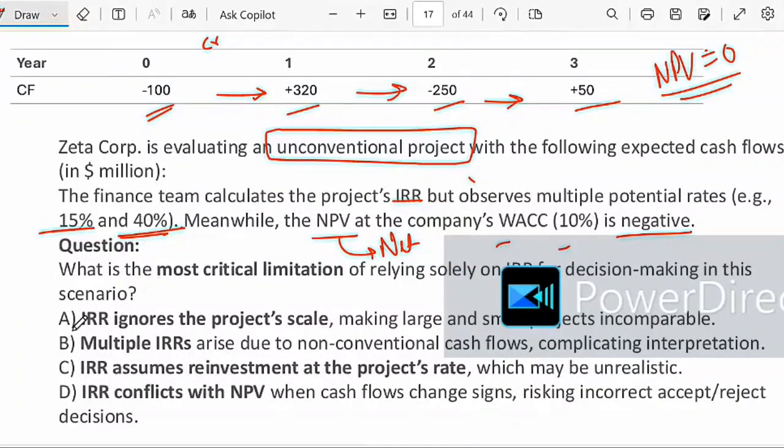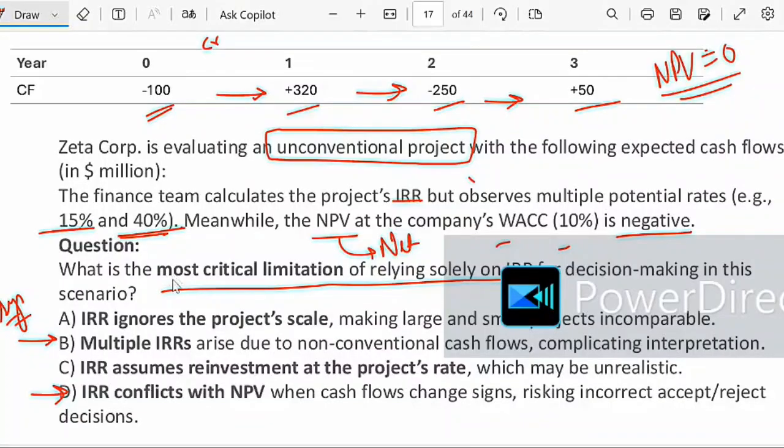See, option B says multiple IRR arise due to non-conventional cash flow, complicating interpretation. Is it the most critical limitation of relying solely on IRR? IRR can mislead you, right? Option B is a symptom. You see, multiple IRR is a kind of symptom, but the real problem is option D. IRR conflicts with NPV when cash flow changes sign. IRR can mislead you when it conflicts with NPV, especially if cash flow changes sign multiple times. So that is the limitation of the internal rate of return method. So the correct answer to this question is option D.